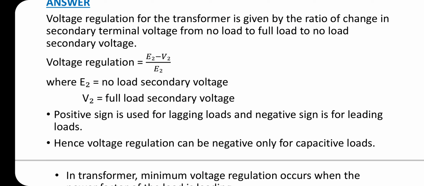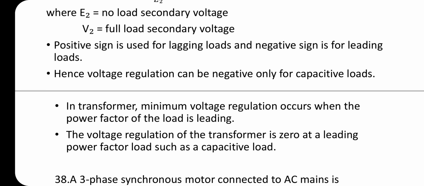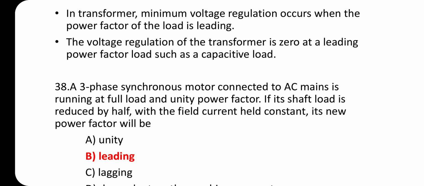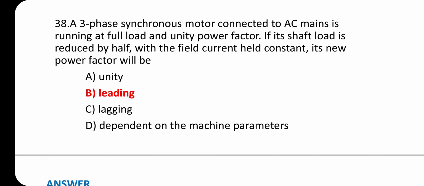Voltage regulation equal to E2 minus V2 divided by E2, where E2 is the no load secondary voltage and V2 is the full load secondary voltage. Positive sign is used for lagging load and a negative sign is for leading load. Hence, voltage regulation can be negative only for capacitive loads. In a transformer, minimum voltage regulation occurs when the power factor of the load is leading. The voltage regulation of the transformer is 0 at a leading power factor load, such as capacitive load.